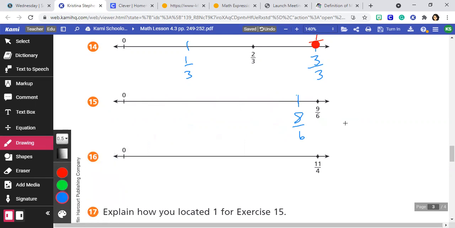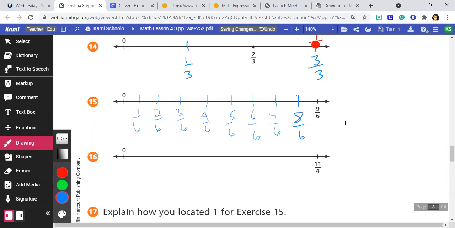So 8, 7, 6, 5, 4, 3, 2, 1. That's a little bit better, isn't it? So 7, 6, 6, 6, 5, 6. I'm labeling my points. 4, 6, 3, 6, 2, 6, and 1, 6.